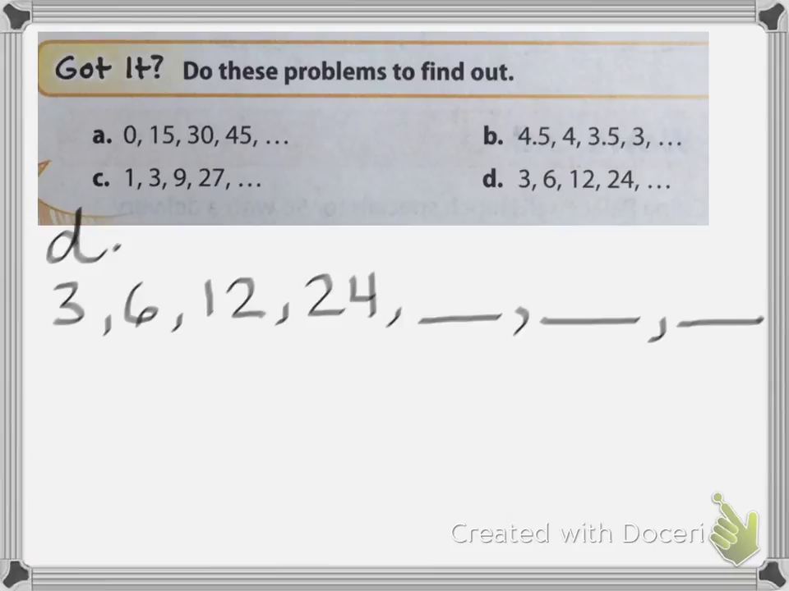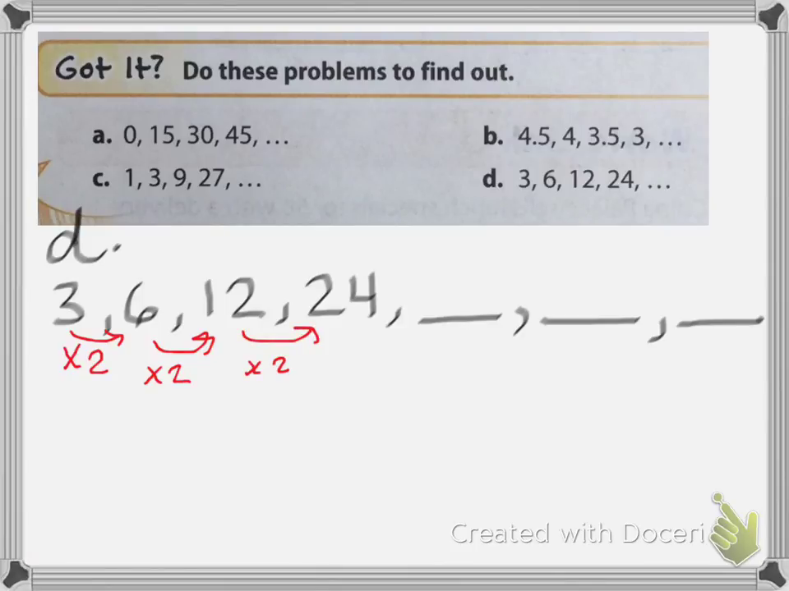So if I was adding 3, 6 plus 3 would be 9, and 12 is the next in my sequence. So I know that this is not an arithmetic sequence. This has to be a geometric sequence. So what that means is that I'm going to be multiplying by 2. 3 times 2 is 6. That's how we got from here to here. 6 times 2 is 12, so times 2. 12 times 2 is 24, times 2.